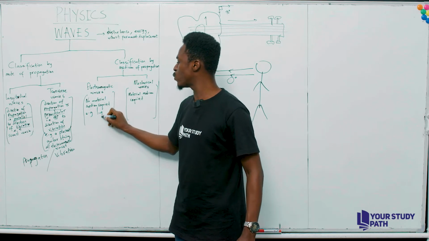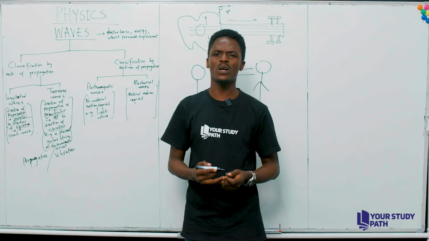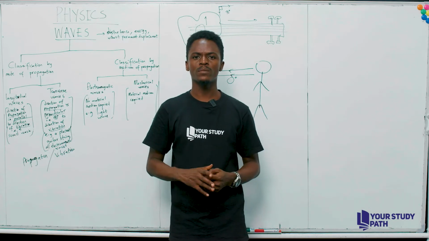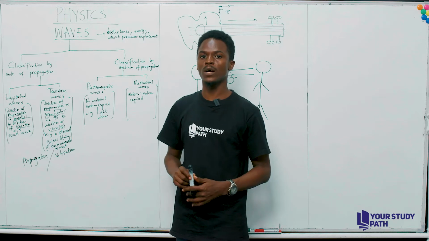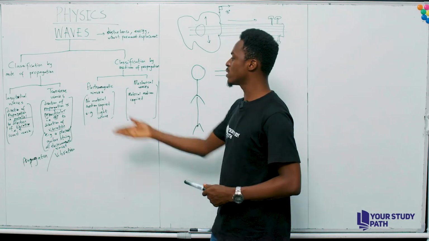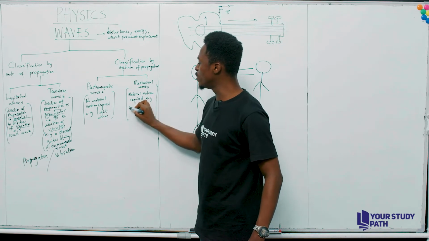An example of electromagnetic wave will be light wave. Because light does not require material medium to travel, light can travel through a vacuum. As such, no material medium is required. But whenever we pick sound wave, it would require material medium.